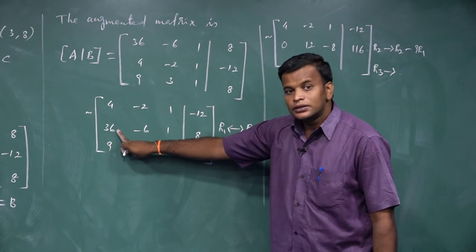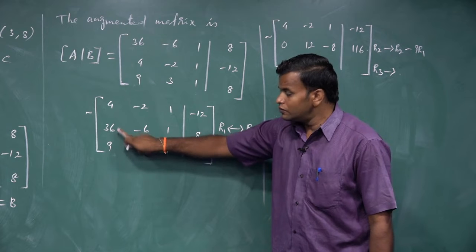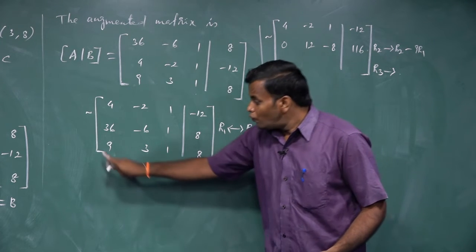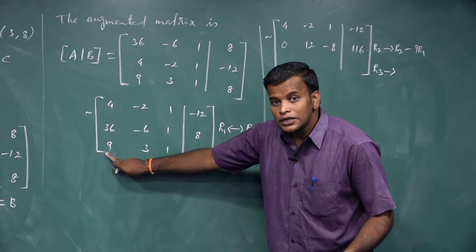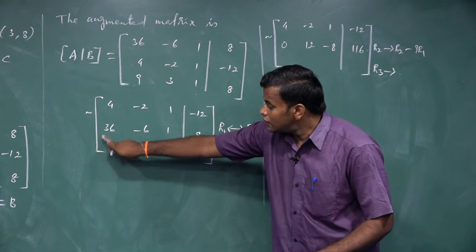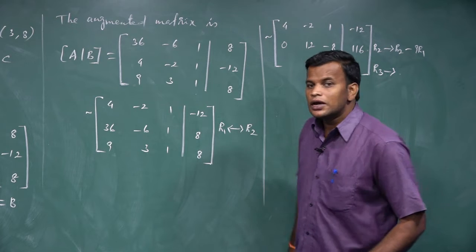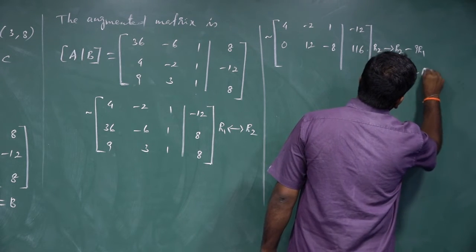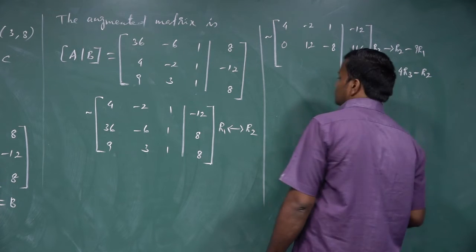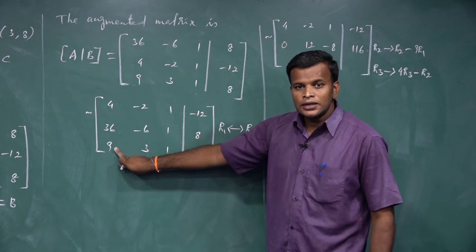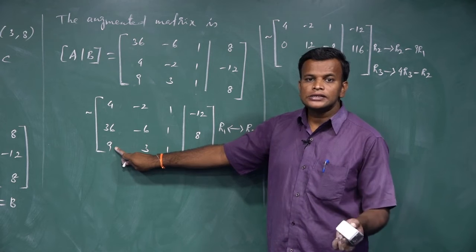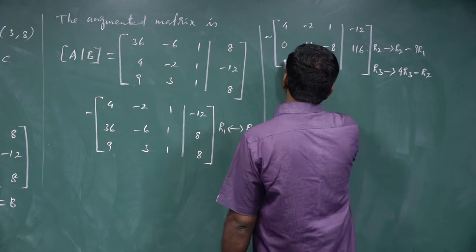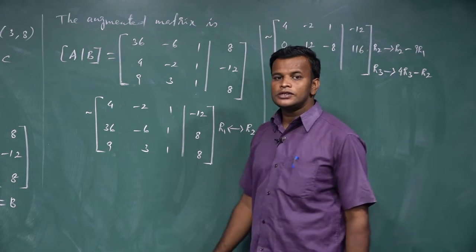9 4s are 36. Same sign, so we subtract. So how to write R3? We write R3 as 4 times R3, that is 4 9s are 36. Already 36 is there. So we write R3 as 4 R3 minus R2. 4 times R3 minus R2. 4 9s are 36 minus 36. 36 minus 36 is 0. The first element is no problem, it's always 0.